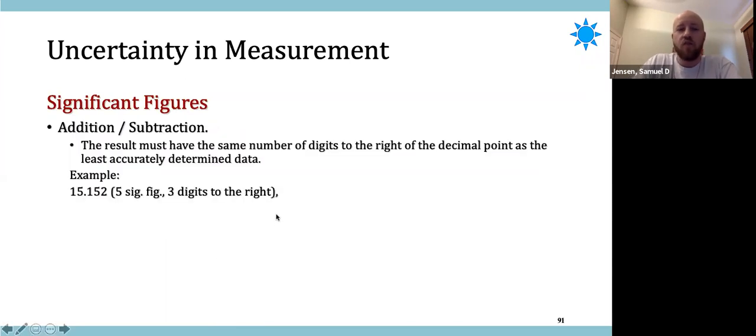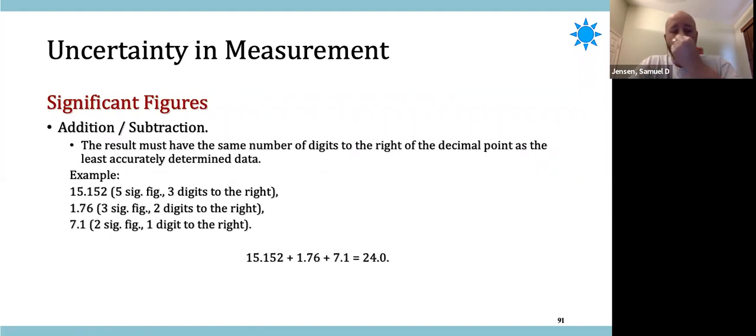When we do addition and subtraction, it's not based on the number of significant figures, it's based on the number of decimal places. So the fewer decimal places drives the answer. When I add 15.152, 1.76, and 7.1, 1 decimal place is the least accurate term. So therefore my answer has 1 decimal place. So it's 24.0, right? So it is the number of decimal places that drives the answer.